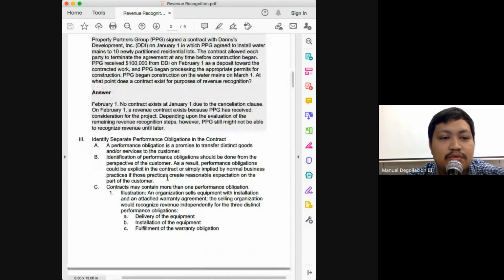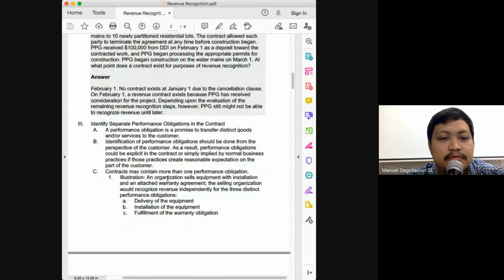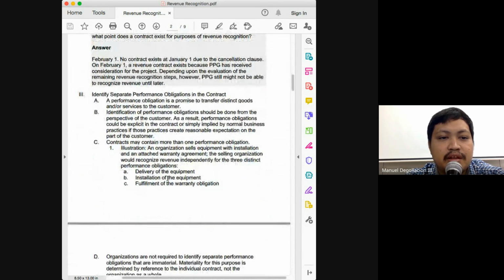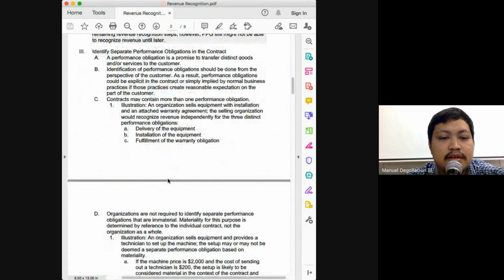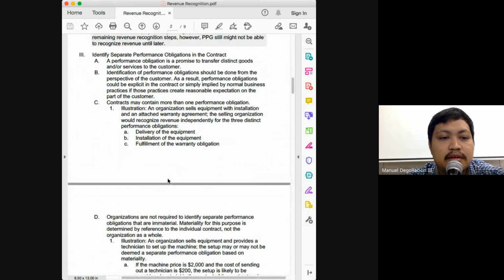Then if we go to very little issues with identifying performance obligations. Here, there's one thing I want you to remember, class, for identifying separate performance obligations. This will be the subject of several questions.